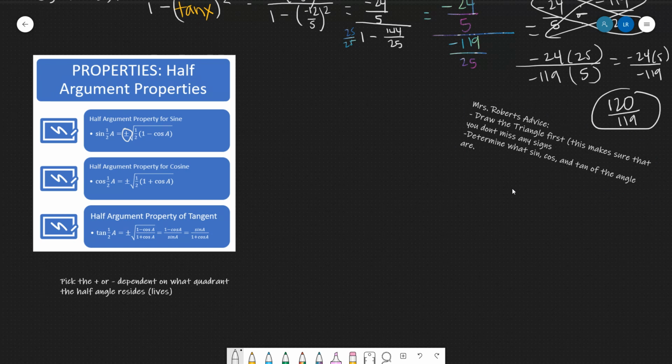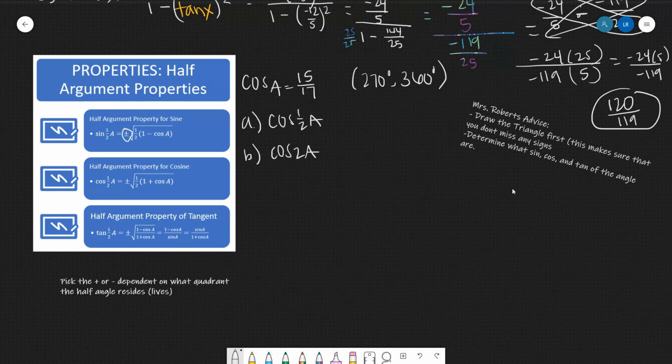So let's do an example. Let's say cosine of A is 15 over 17, and this lives between 270 degrees and 360 degrees. Okay, and we're going to do two things. We're going to find a half angle, and then we're going to take it back and find a double angle, just for fun. So my advice is always going to be draw this triangle out first.